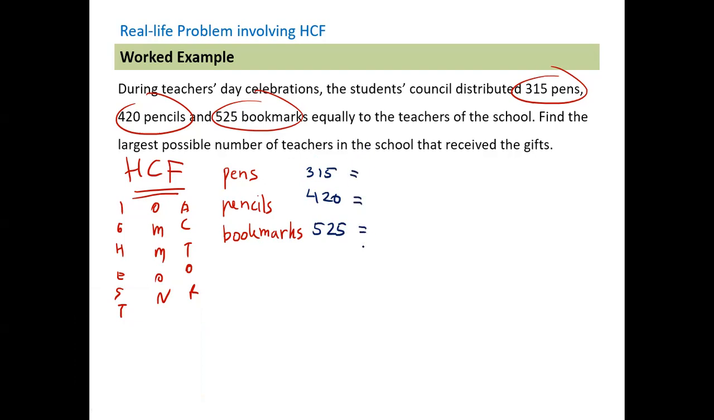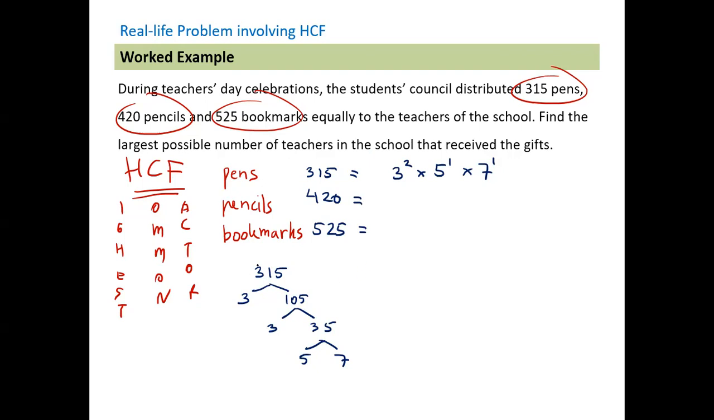Okay, so 315. You have to make the factors. 3, and then 315 divided by 3 is 105, and then divided by 3 again is 35. I make it fast. 35 is 5 times 7, right? So 3 squared times 5 times 7. You pick one, put 1, right?